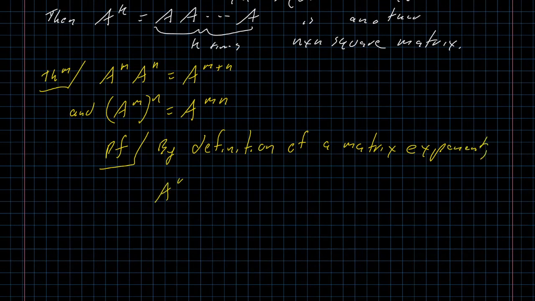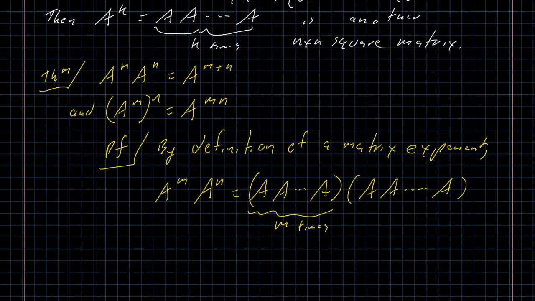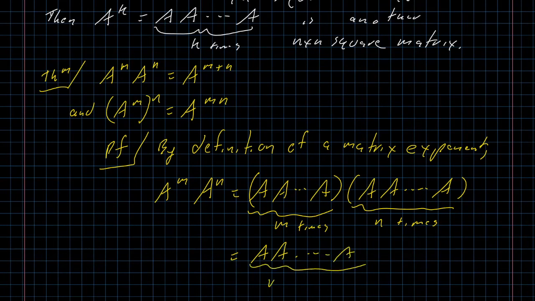But just using the definition of a matrix exponent, we can write that A to the m times A to the n is A multiplied by itself m times multiplied by A multiplied by itself n times. So all told, we have A being multiplied by itself m plus n times, which is exactly A to the m plus n.